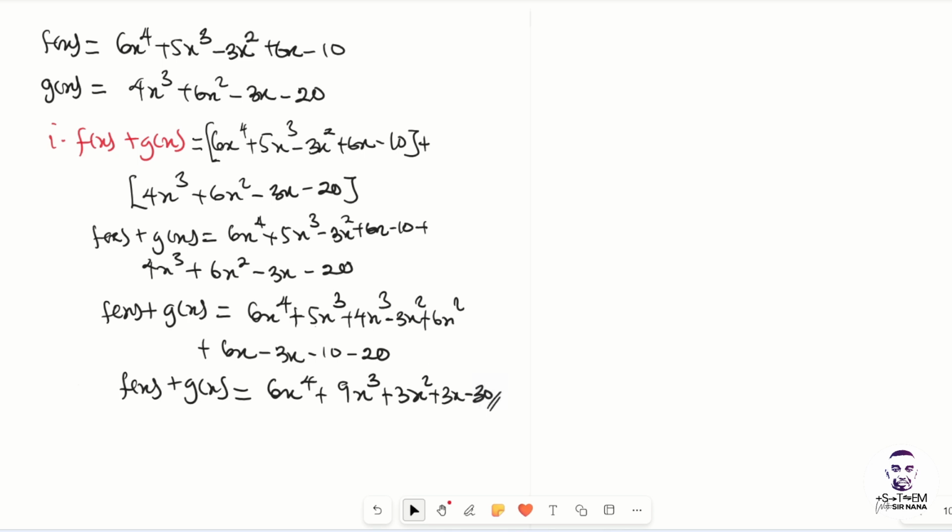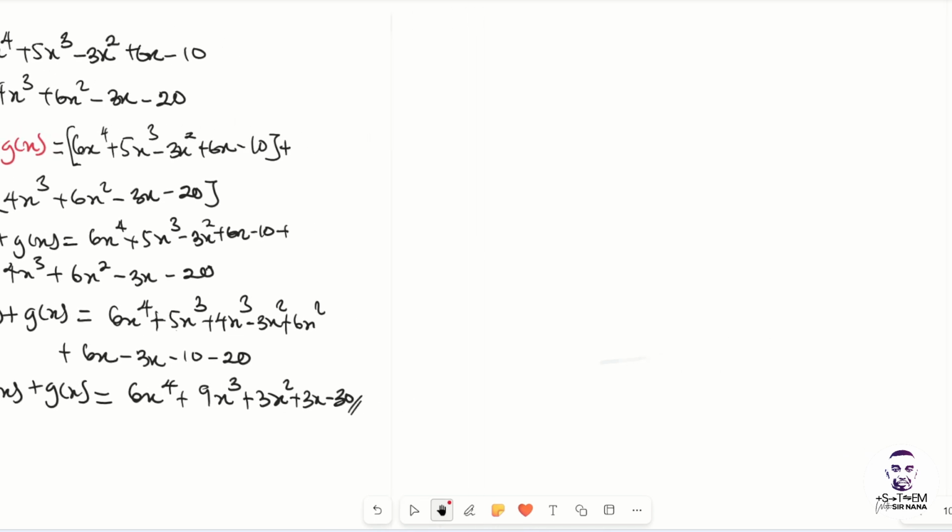So it means that we have our f of x plus our g of x to be equal to 6x raised to the power 4 plus 9x cubed plus 3x squared plus 3x minus 30. Right, so that is what we get for our f of x plus our g of x. Now let's consider our f of x minus our g of x.